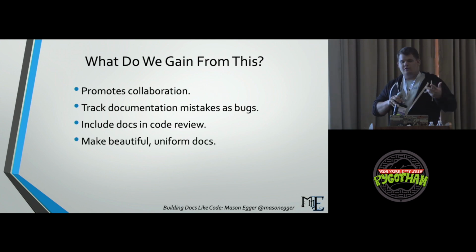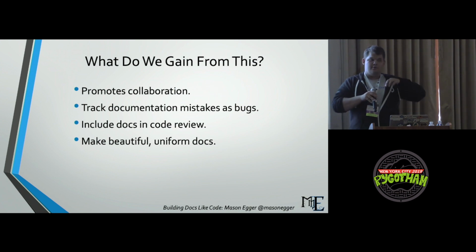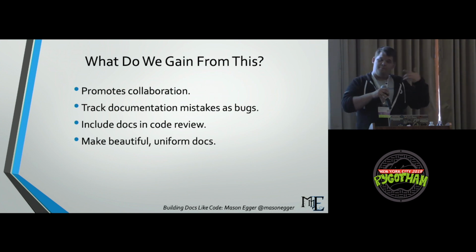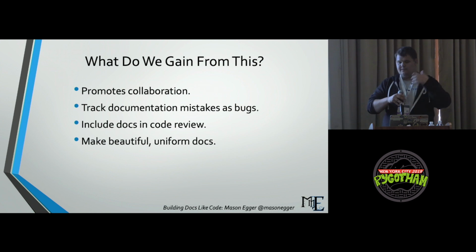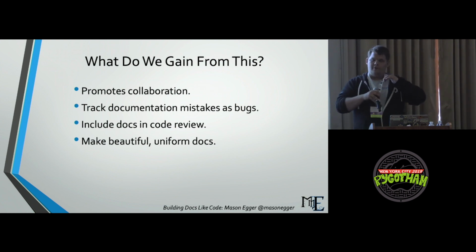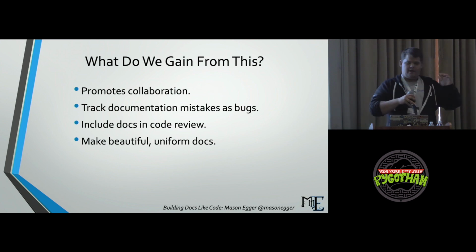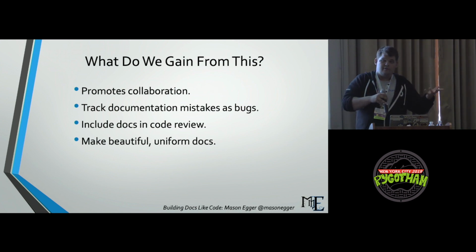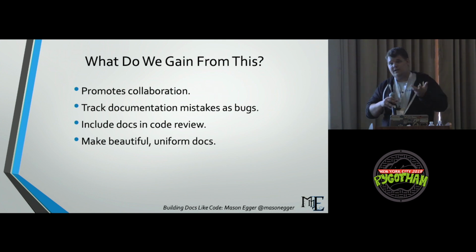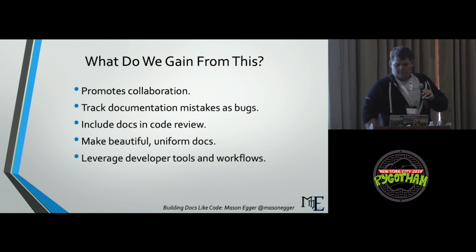It allows us to make beautiful and uniform documentation. If you use a documentation generator that just reads in the markdown and generates the docs, not only do you have really pretty docs because somebody has taken the time to build the HTML pages or build all of the templating, but now they're uniform. You don't have to worry about other people having this style over here and this style over here. The docs become similarly uniform, and uniformity is pleasing to the brain, and people will enjoy your docs more if your docs are uniform. It also allows us to leverage developer workflows and tools.